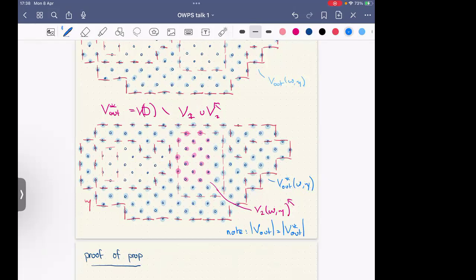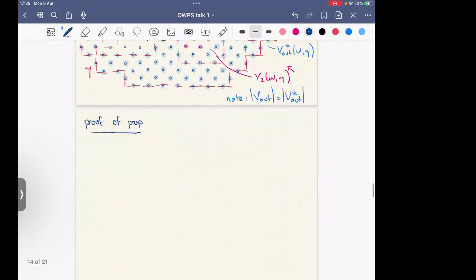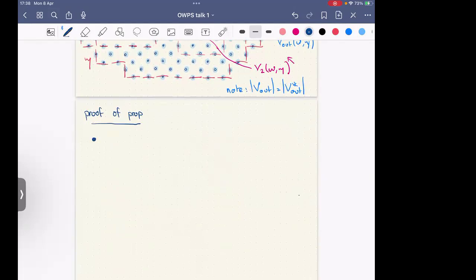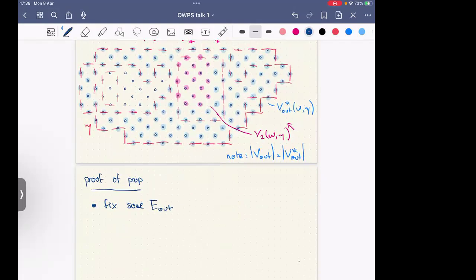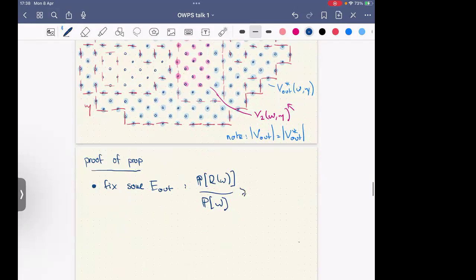Okay. So let's prove the proposition. This comes in 3 parts. We're going to fix some set, which is going to be our E out, so everything which is not in a cluster. And we're going to show that for omega with this given E out, the probability of R of omega over the probability of omega is greater or equal than some function of p, n to the 1/12, to the size of this E out.